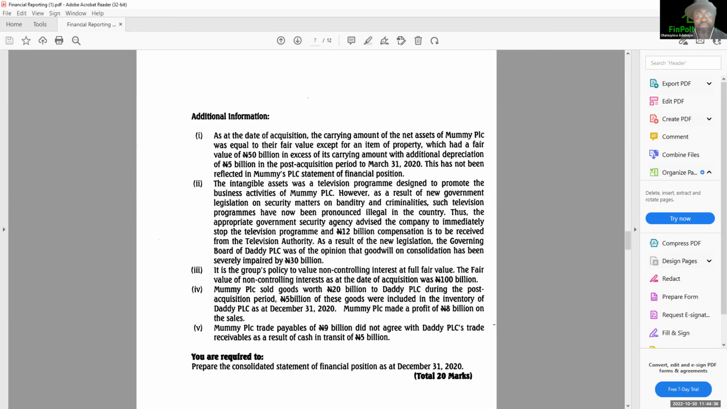Recall that in line with the requirements of IFRS 3, upon acquisition, you need to fair value all of the assets and liabilities acquired. And if there's a fair value difference, that should be used to adjust the pre-acquisition retained earnings, before you determine any amount of goodwill or gain arising from a bargain purchase transaction. Therefore, let us see how we deal with this information.